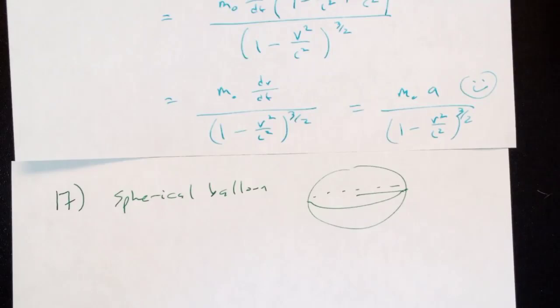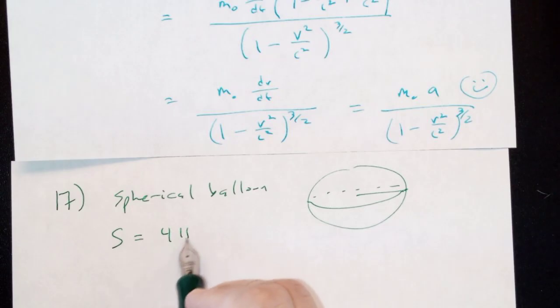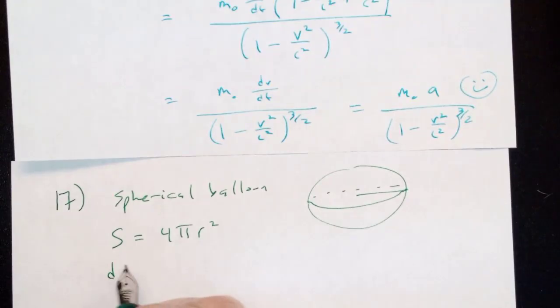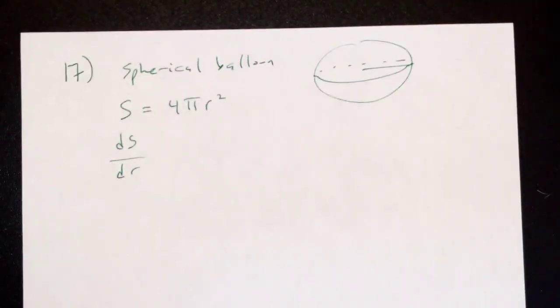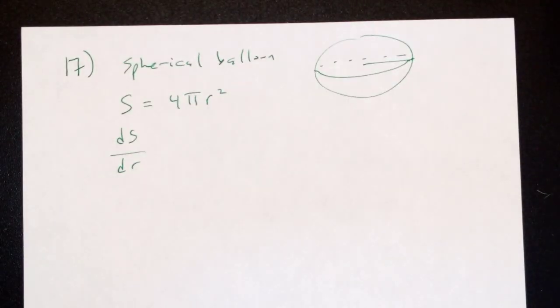Find the rate of increase in the surface area. And they give me the formula for surface area. With respect to the radius, when the radius is 1, 2, and 3 feet, right? So I want dS/dr. The difference between this and problem 16 is that in problem 16, they told me how fast the radius was changing, right? So I'm going to make up a number.